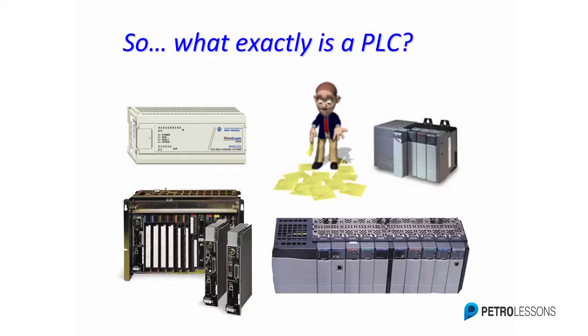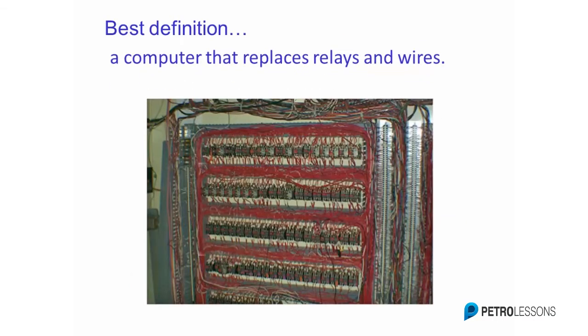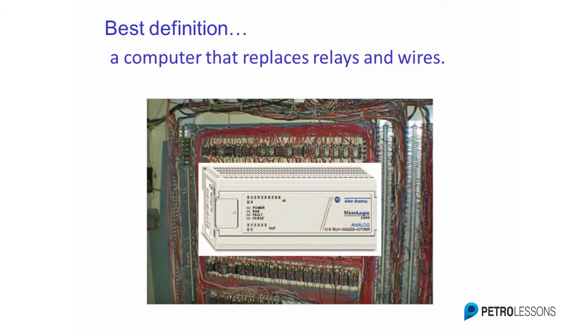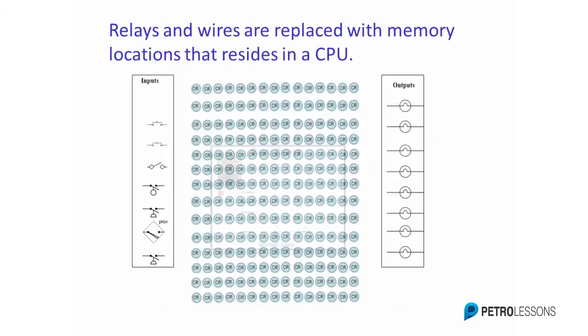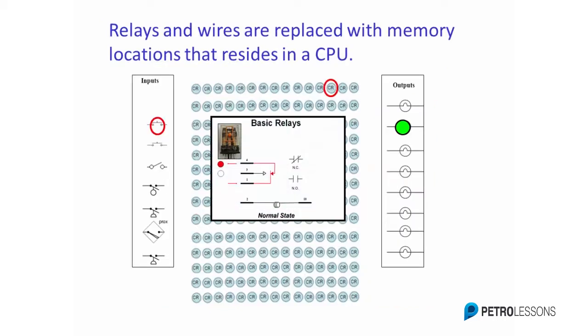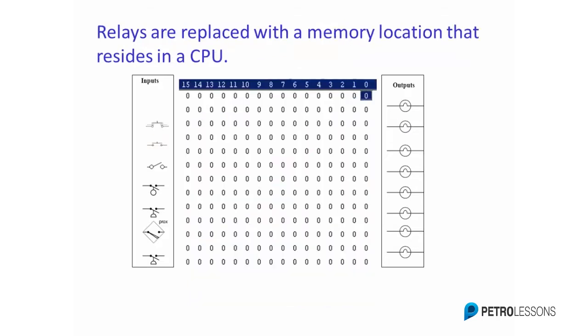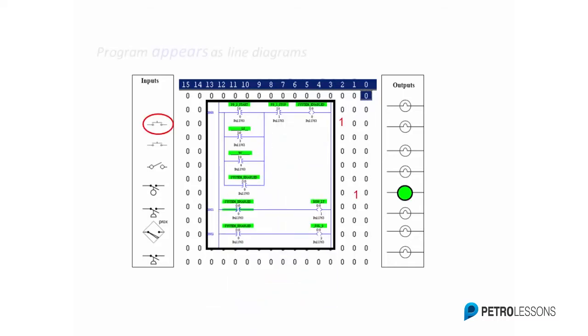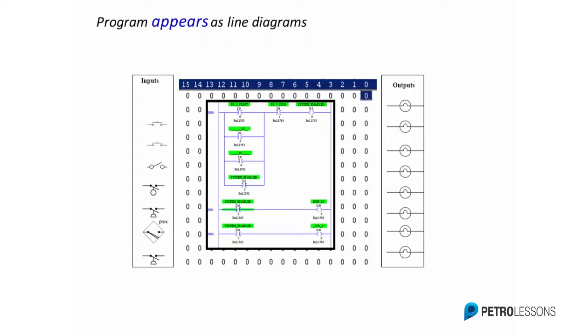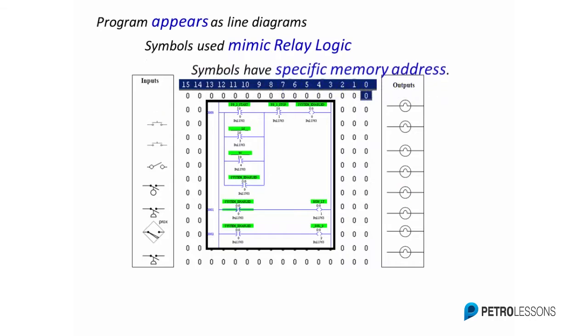So, what exactly is a PLC? Best definition, a PLC is a computer that takes the place of relays and wires. Relays with normally open and normally closed contacts are replaced with memory locations that reside in a processor. The program in a PLC appears as a line diagram. The symbols used mimic relay logic, and each symbol has a specific memory address.